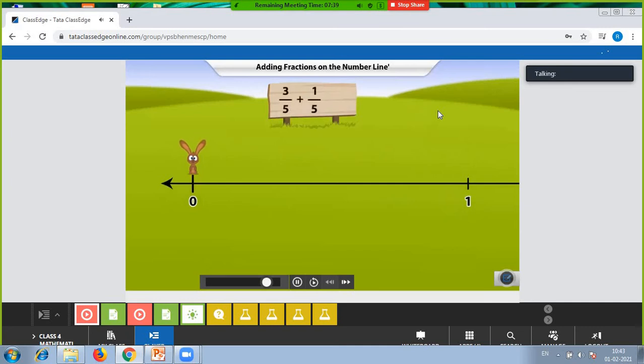Now, let's see how Hari adds these fractions. 5 being the denominator here, we divide the portion between 0 and 1 into 5 equal parts. Each part represents 1 by 5 of the distance between 0 and 1. Hari hops forward across 3 of these equal parts, starting from 0, and reaches 3 by 5 on the number line. Okay, what will be the answer?